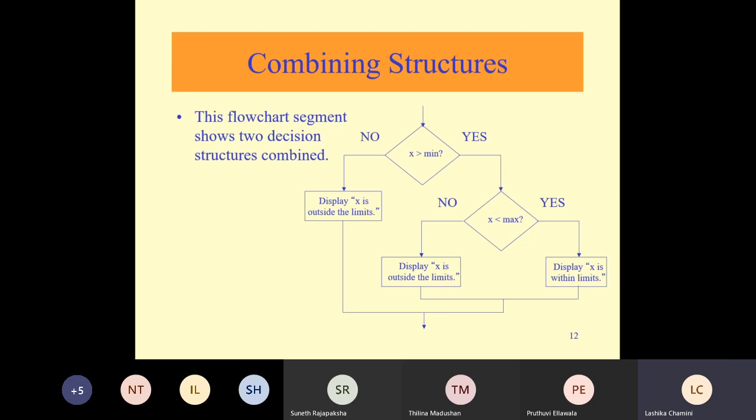So we go with the yes part. In the yes part, we have another decision structure. In this decision structure, we are checking whether the value of x is less than max. If the value of x is less than max, then we can say x is within the limits. And if the value of x is not less than max, then the value of x is outside the limit. I think you understand this logic here.